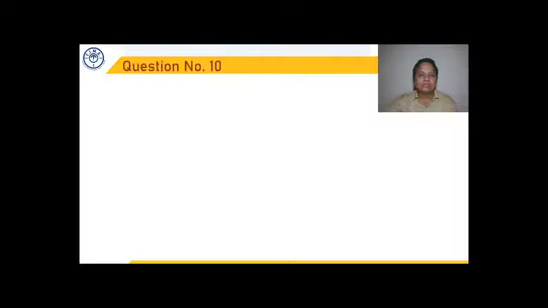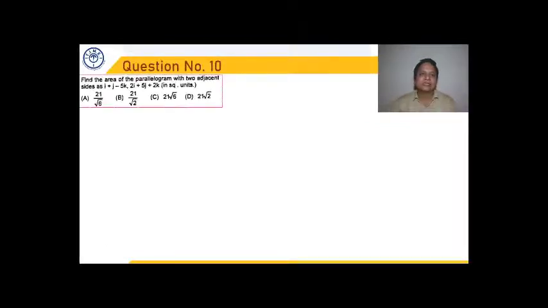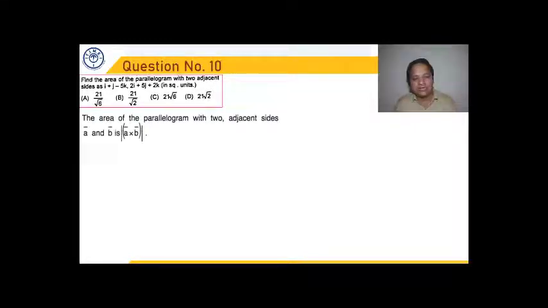Now we move to question number 10 of the handout. It says, find the area of the parallelogram with two adjacent sides as i plus j minus 5k and 2i plus 5j plus 2k. We have to find the area of the parallelogram when two adjacent sides are given. Area of the parallelogram with two adjacent sides as vector A and vector B is modulus of A cross B. So we have to find the cross product first.